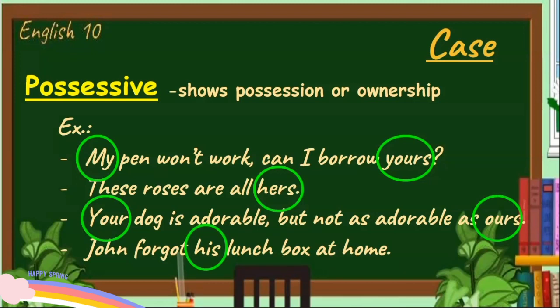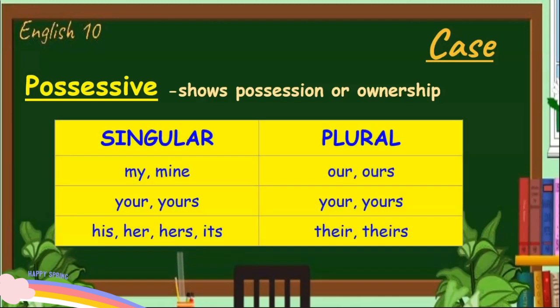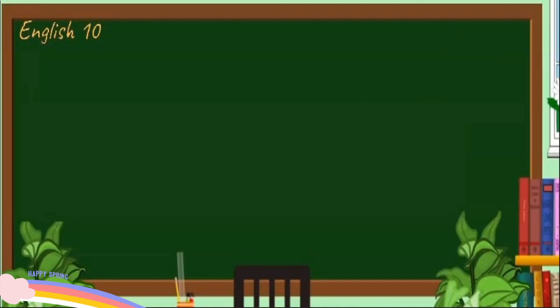Under singular, we have my, mine, your, yours, his, her, hers, and its. Under plural possessive pronouns, we have our, ours, your, yours, their, and theirs. So there ends our discussion. We are done discussing what are personal pronouns. We're also done discussing the aspects that you have to consider whenever you use a pronoun.